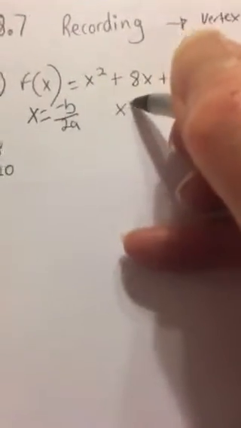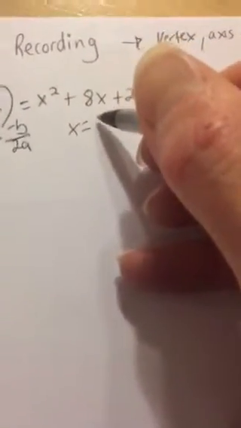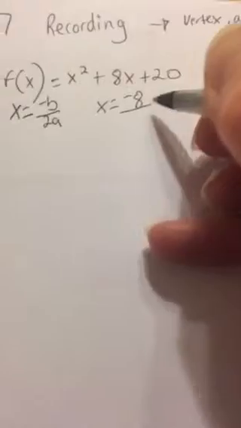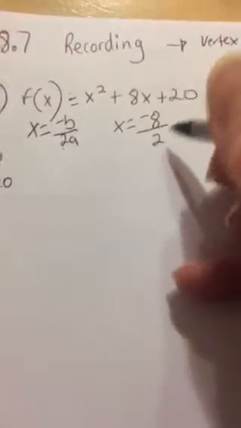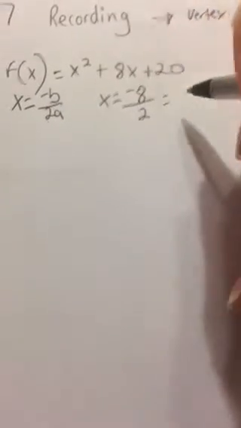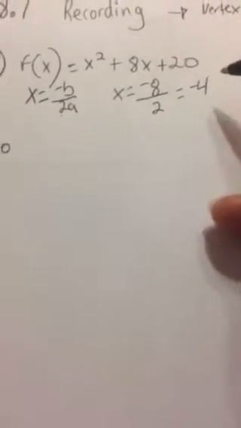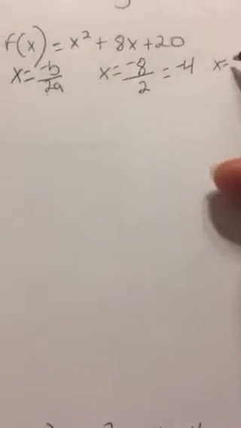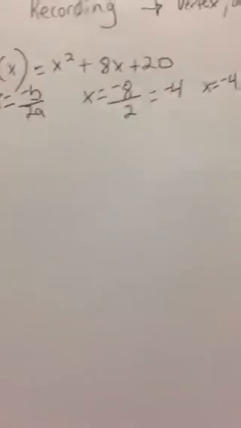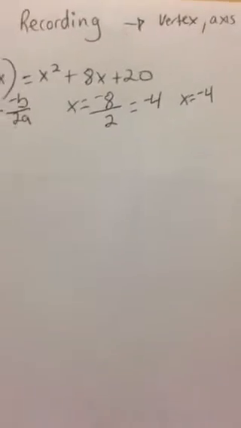I use this formula, x equals negative b, it's going to be negative 8 over 2 times a, which is really just 2, and then divide that, and 2 goes into 8 4 times, but it's going to be a negative 4. So x equals negative 4. Now, I need to go and find my y. The way that I'm going to do that is by substituting that negative 4 in.